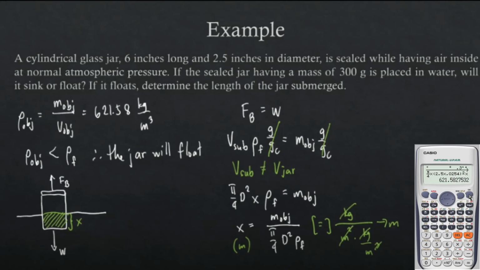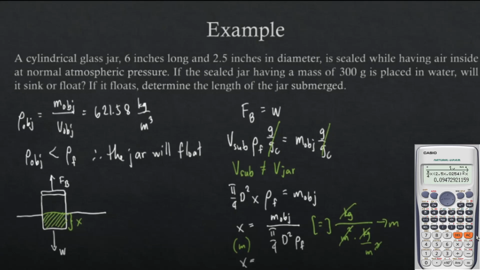Let's substitute our given. The mass of the object or the mass of the jar is 300 grams or 0.3 kilograms divided by pi over 4 times d squared. Our diameter is 2.5 inches multiplied by 0.0254 to make it in meters, squared, multiplied by the density of the fluid. Our fluid is water. Let's assume that its density is 1,000 kilograms per cubic meter. The value of x is 0.0947 meters.